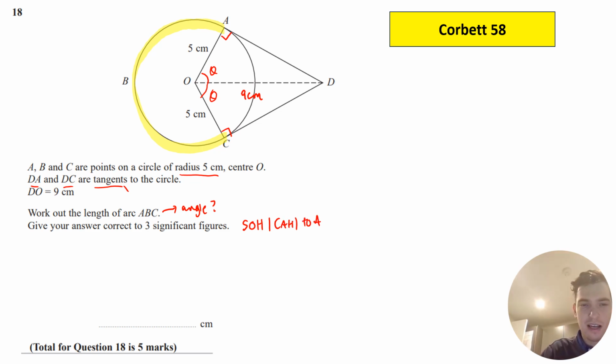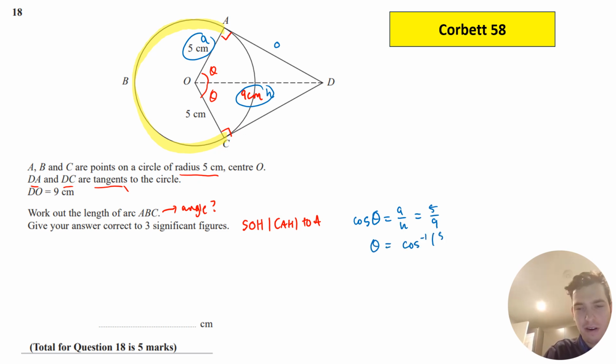So let's mark on these sides. This is the adjacent, 5. This is the hypotenuse, and this is the opposite. So if I circle A and H, I'm going to use CAH. So my first step is to find out theta. Cos theta equals A over H, which equals 5 over 9. So in my calculator, I'm going to do cos inverse 5 over 9, which gets me 56.251. So let's put that in.